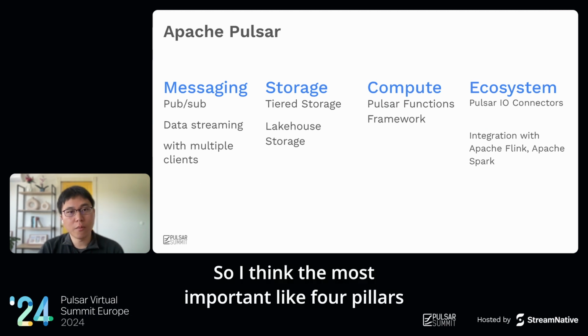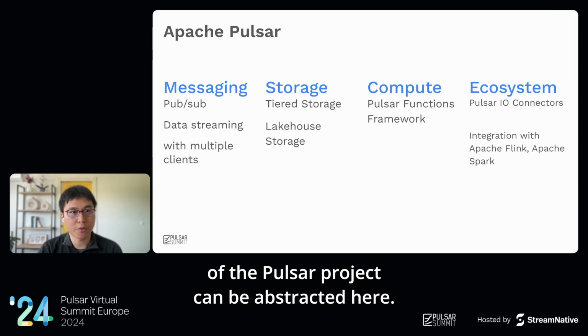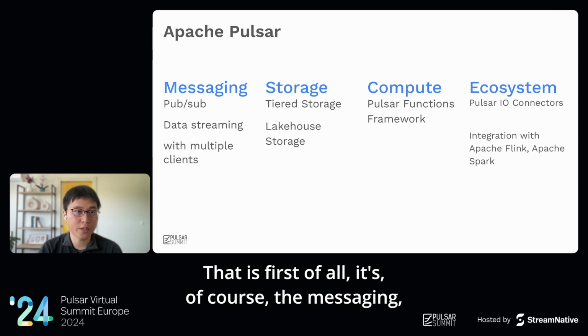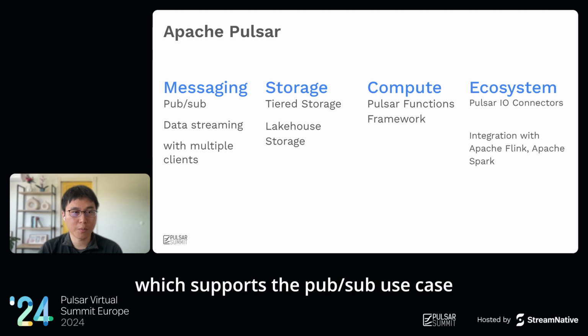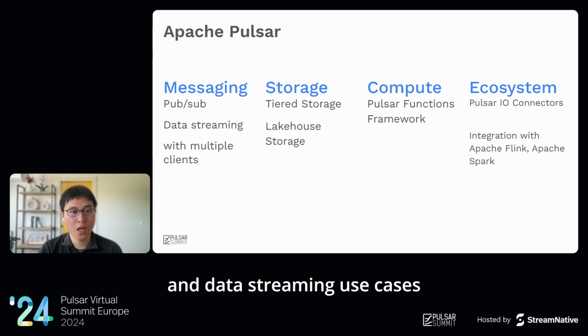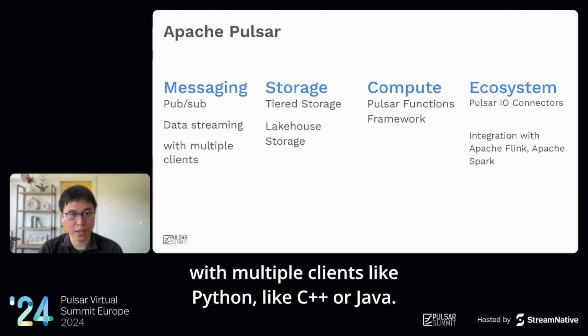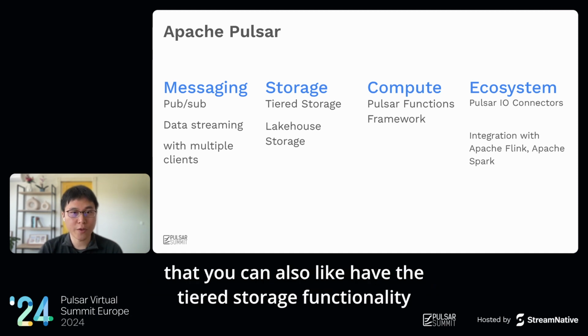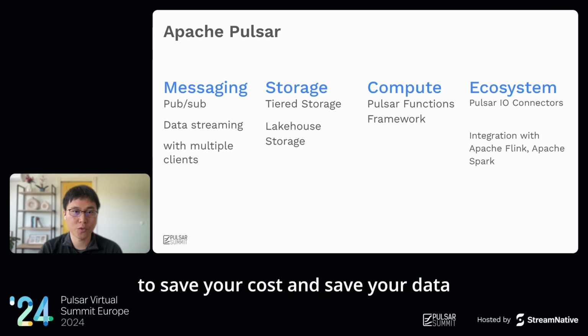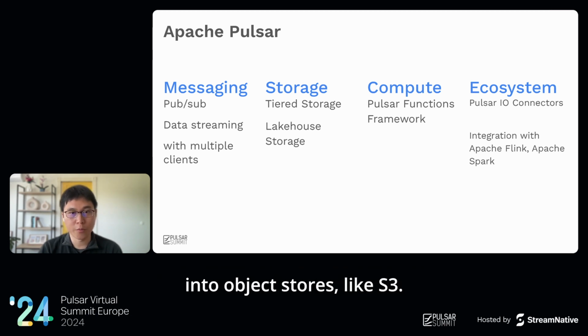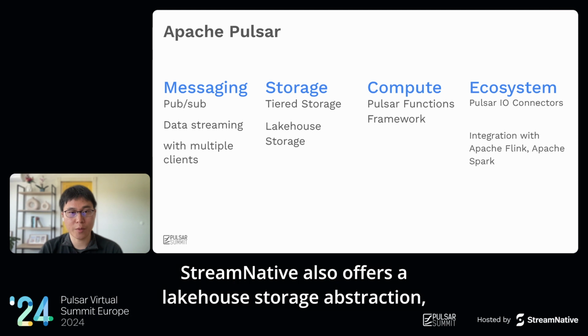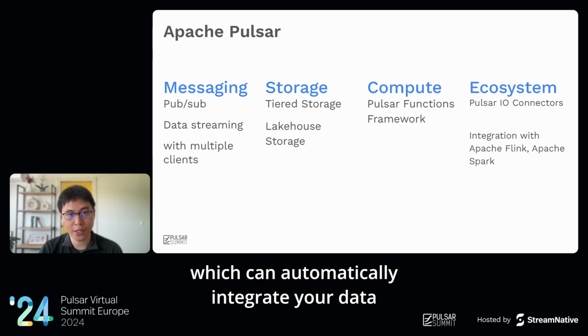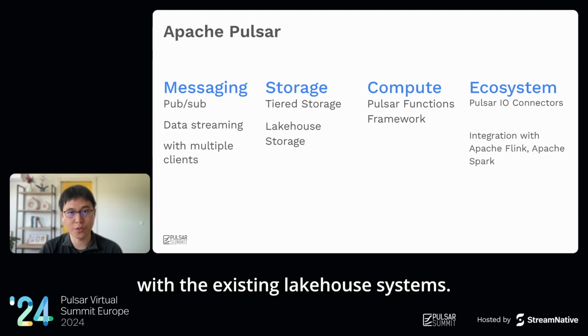So I think the four most important pillars of the Pulsar project can be abstracted here. First of all, it's of course the messaging, which supports the pub/sub use case and data streaming use cases with multiple clients like Python, C++ or Java. And it also has a persistent layer which serves as the storage. You can also use the tiered storage functionality to save your cost by moving your data into object stores like S3. In addition to that, StreamNative also offers a lakehouse storage abstraction, which can automatically integrate your data with existing lakehouse systems.